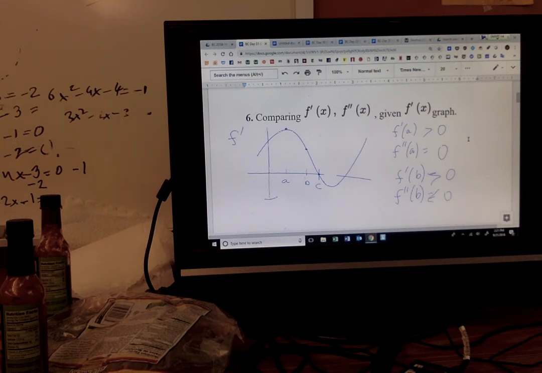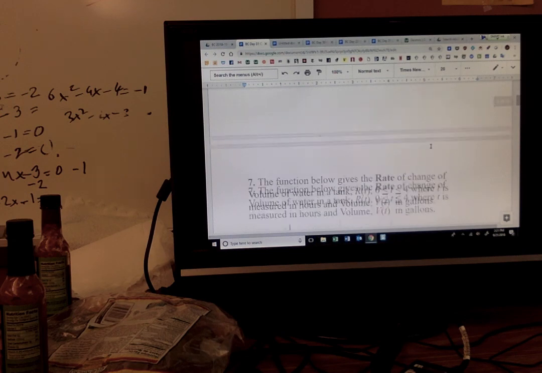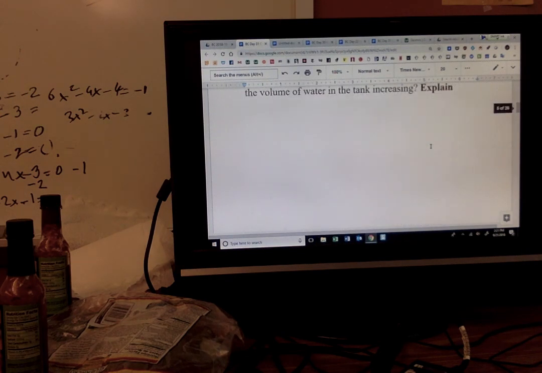Okay, do C all by yourselves. f dash at C? 0. Look at it, it's on the axis. You can't make a mistake there. f dash of C is 0. But f double dash of C is negative. You're going leftwards, the tangent line is going right. I hope you figured it out yourself. Stupidly easy. Okay, last problem of the day.